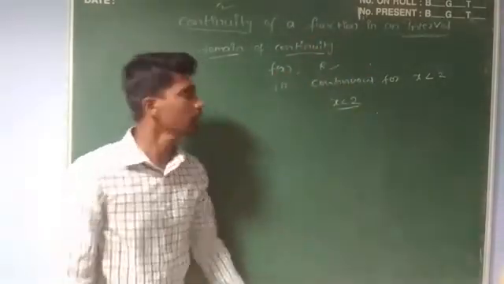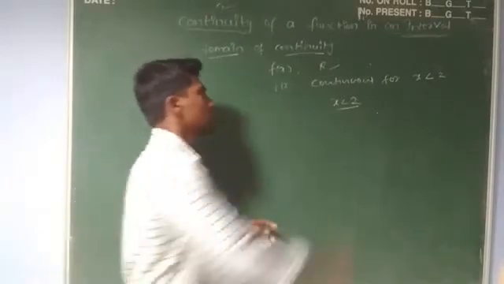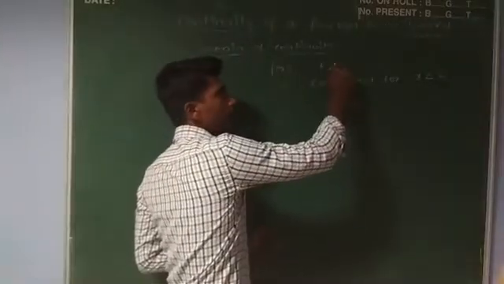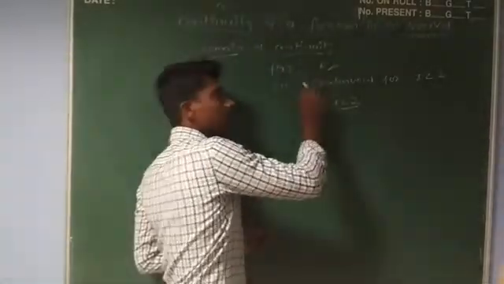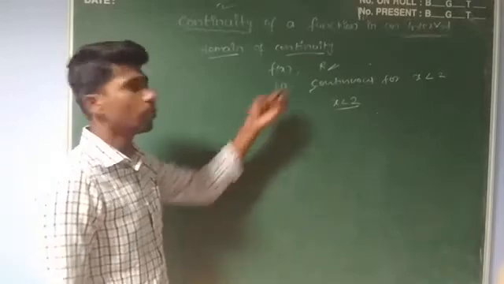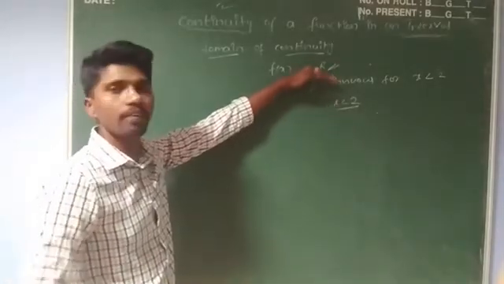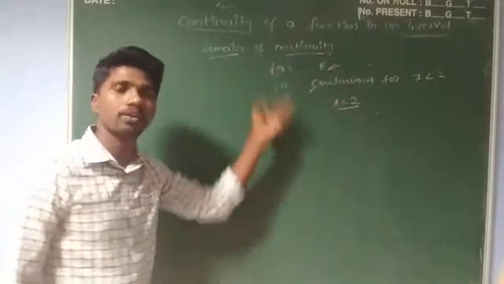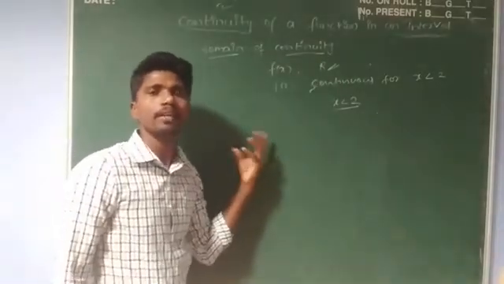We can say the function is continuous if the domain of the function is the same as the domain of continuity. Means for every value of its domain, the function is continuous, then the function is said to be a continuous function.